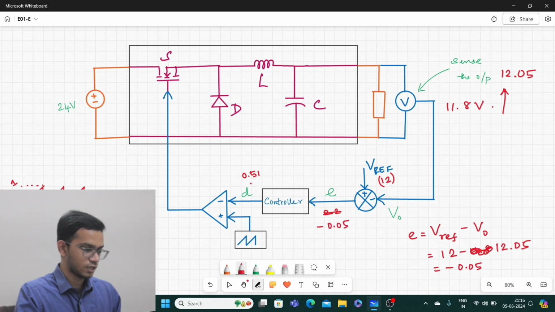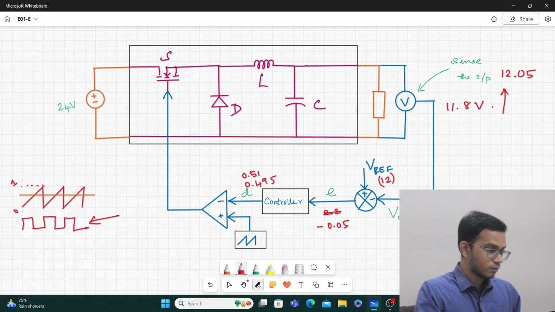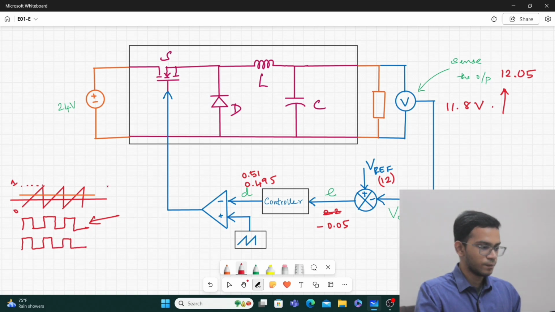And because of this negative error, the duty ratio will fall down to maybe some value called 0.495. Now 0.495 will be lesser than the previous value here. It will be somewhere below this, and because of that your PWM will be slightly shorter, or the width of the pulse or the on time of the pulse will be slightly shorter than the previous case. Now because of this, the voltage will drop.